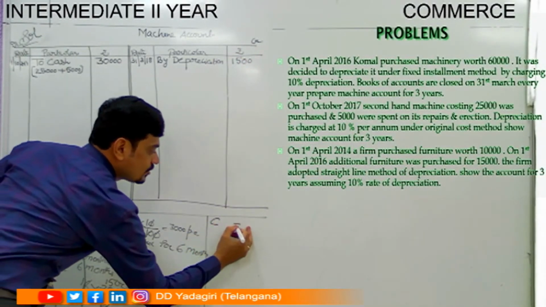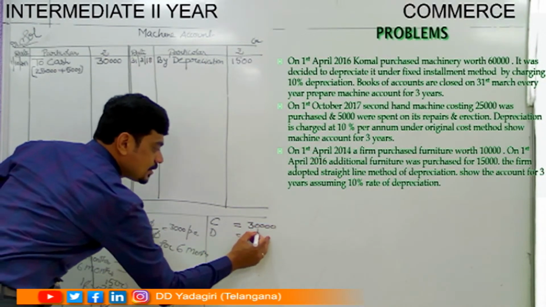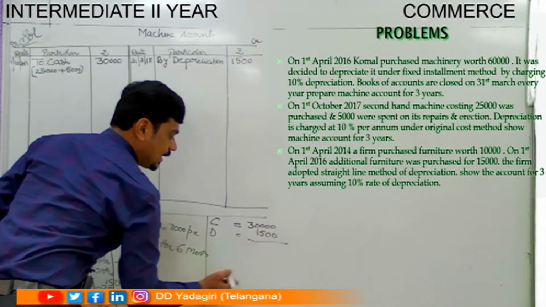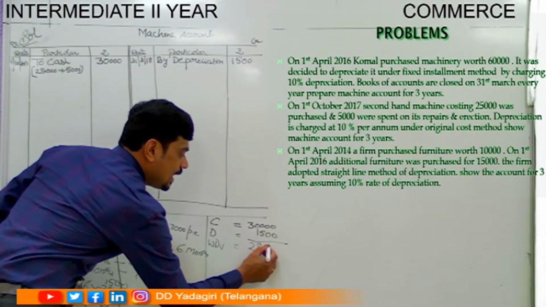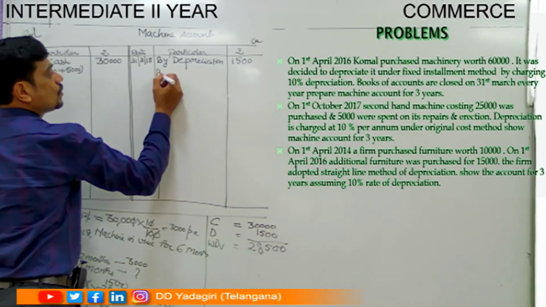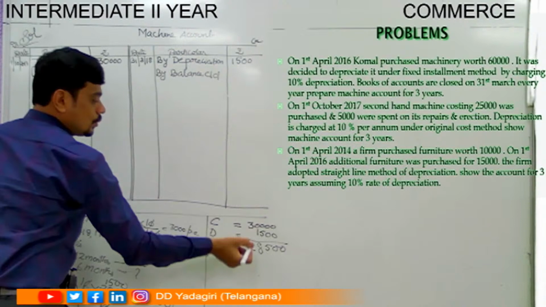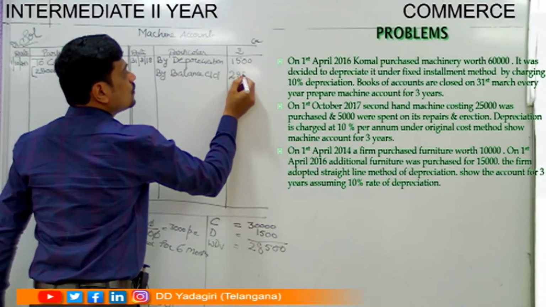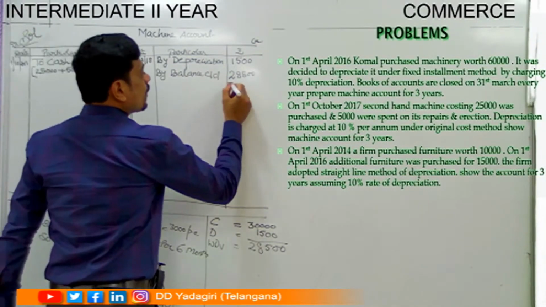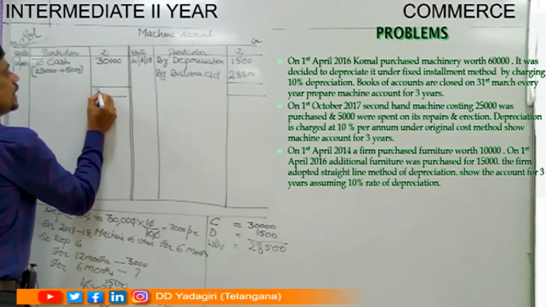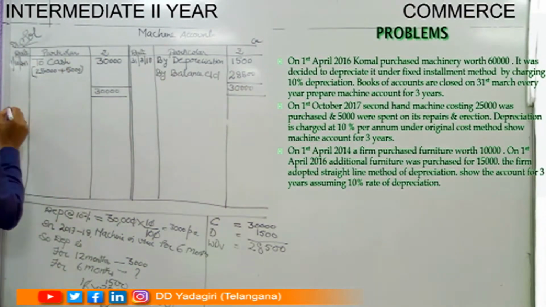Again come cost C 30,000. Depreciation D 1,500. If we subtract, we get written down value 28,500. So close the account. By balance carried down. How much? 28,500. Close the account. Close the account will be 30,000 on both the sides. 1 year completed. Come to second year.